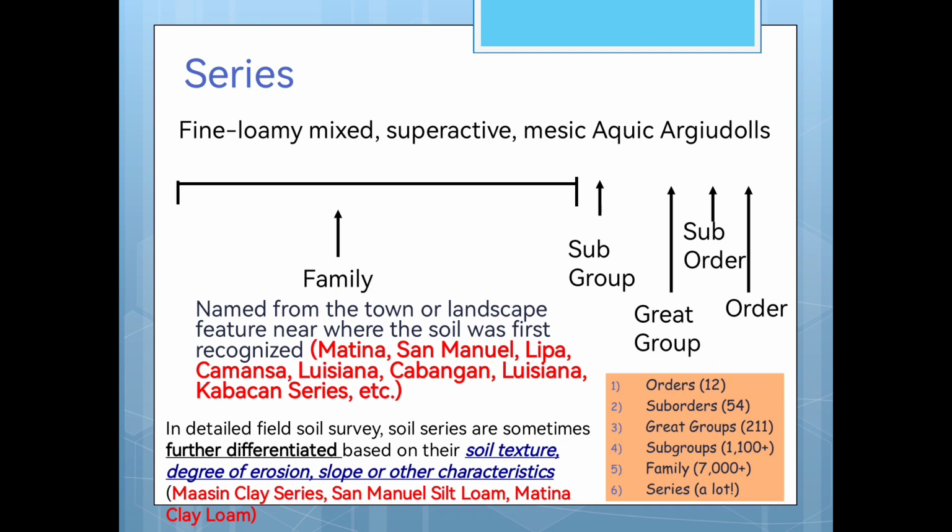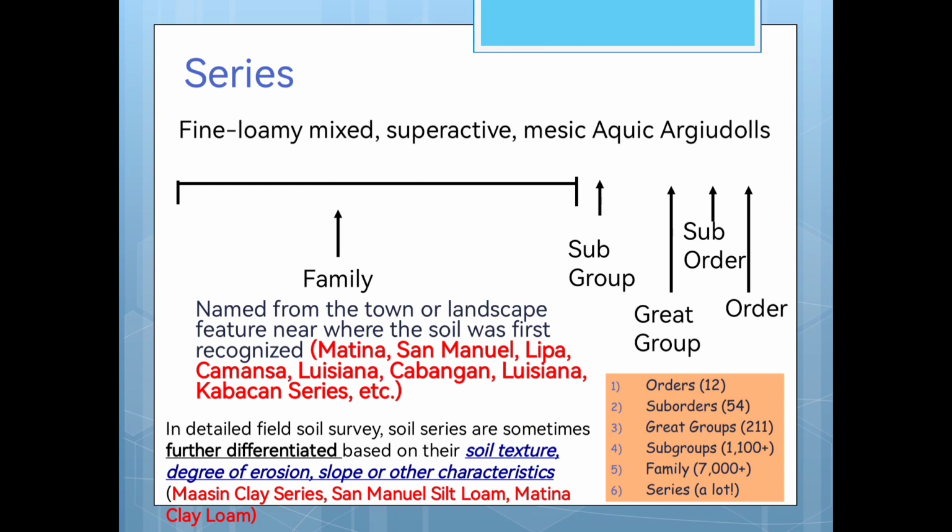So in detailed field soil survey, soil series are sometimes further differentiated based on their soil texture, degree of erosion, slope, or other characteristics. When you have a soil survey report, usually in a series like that, they are also subdivided or subclassified into different types based on their texture, degree of erosion, slope, or other characteristics. So in this case, you can find the San Manuel soil series, but then you can still find San Manuel silt loam, San Manuel loam, or San Manuel other.